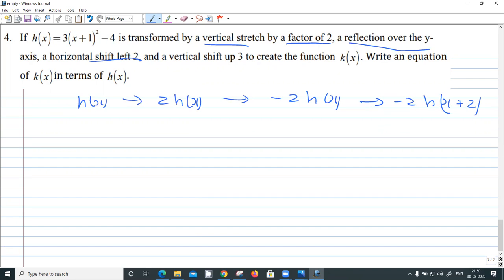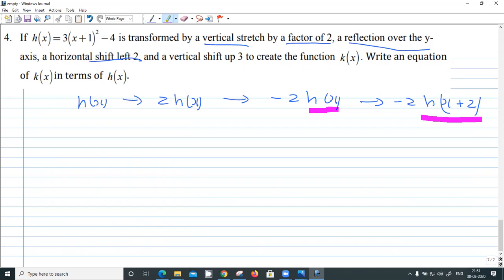Plus 3. So one way to understand this is, this thing will become h of 0 when x is 0, right? And this thing will become h of 0 when x is minus 2. When you put x equal to minus 2, this will become 0. So it is shifted to the left side, by minus 2.